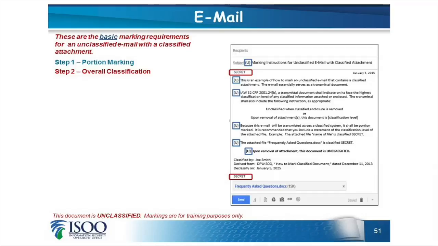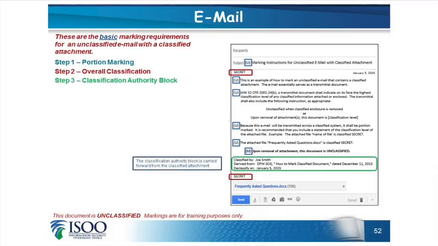Because the file name of the attachment doesn't readily identify the classification of the document, it is acceptable to indicate in the text of the email what the classification of the attachment is. And finally, we add the classification authority block. In this case, this is extra information that applies to the attachment. It is not absolutely required that you place this on the unclassified email, as it should be on the document itself. If this were a classified email with a classified attachment, then the overall classification would indicate the highest level of classification of either the text in the email or the attachment.